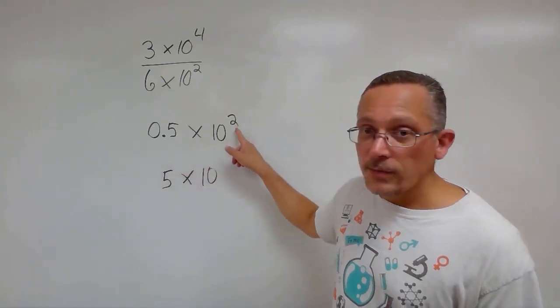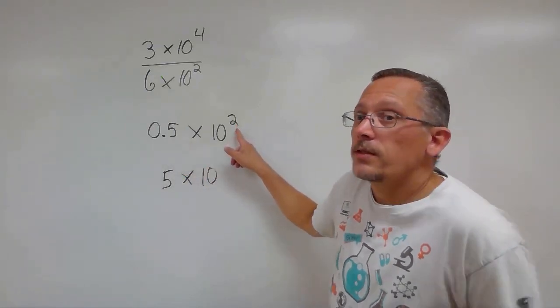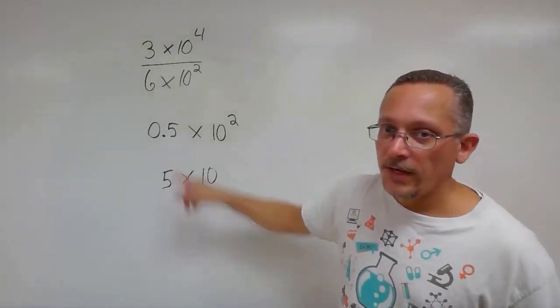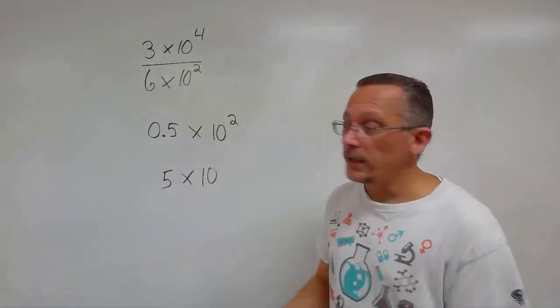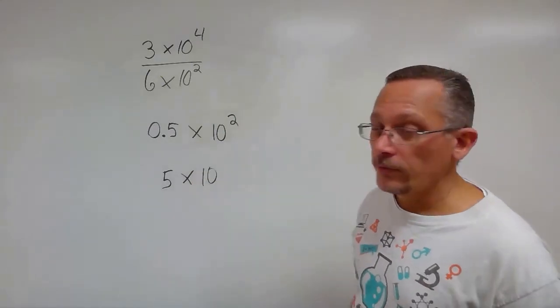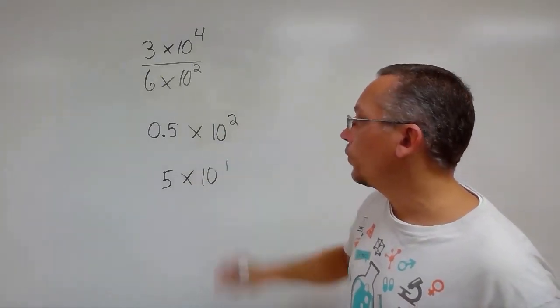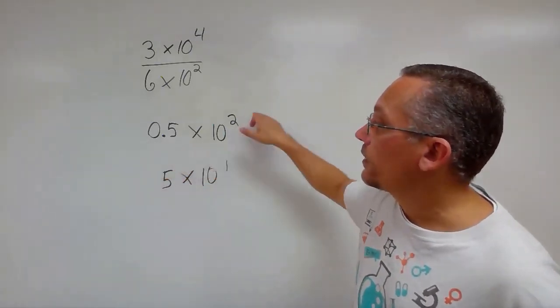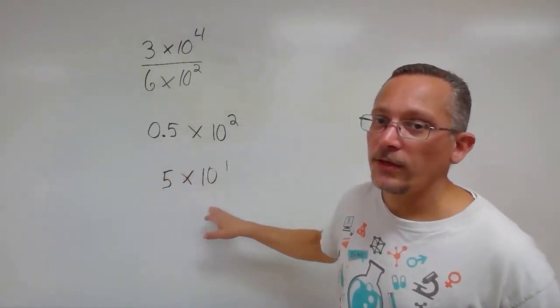This tells me that the decimal point had been moved 2 places to the left. So where is it now? It's 2 left, 1 right. It's going to make 1 right. So we'll have to subtract 1 from this exponent here. So it'll be 10 to the first power. So instead of 0.5 times 10 to the 2, I'm going to write 5 times 10 to the 1.